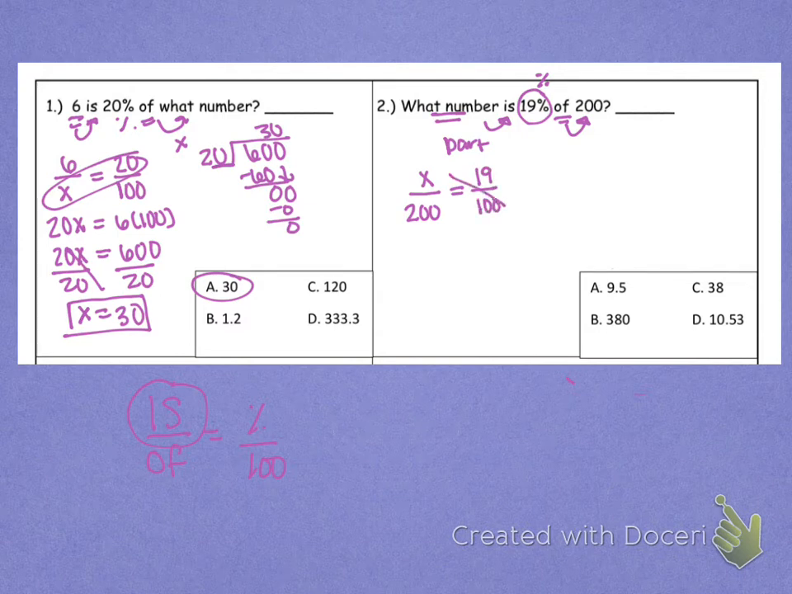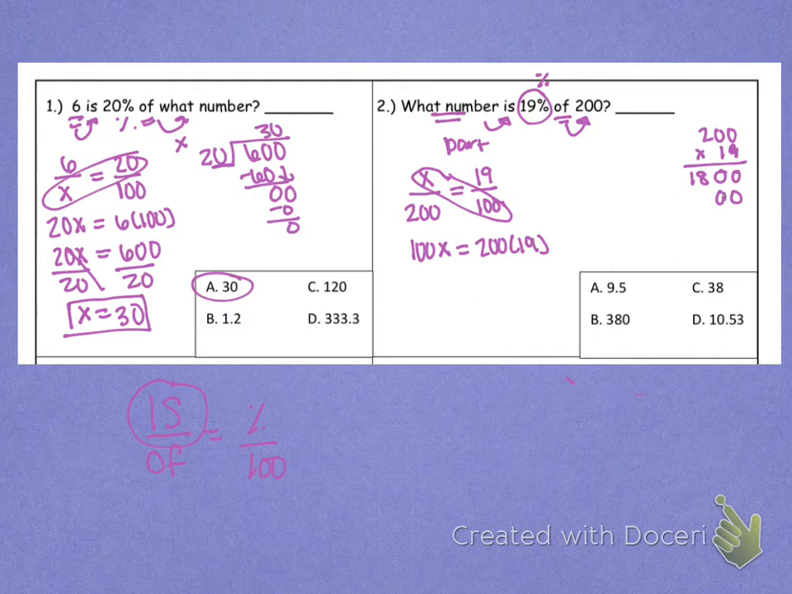Okay, so we're going to cross multiply. So we're going to have 100x equals 200 times 19. Okay, so let's multiply that out. 200 times 19. 9 times 0 is 0, 9 times 0 is 0, and 9 times 2 is 18. 0 for a place value holder. 1 times 0 is 0, 1 times 0 is 0, and 1 times 2 is 2. 0, 0, 8, 3. All I did was add those numbers, and I get 100x equals 3,800.